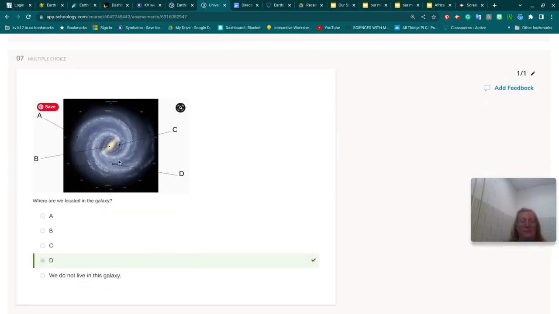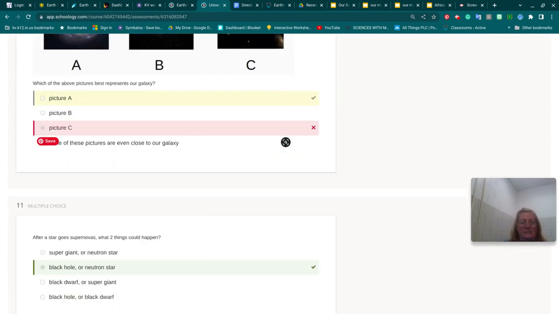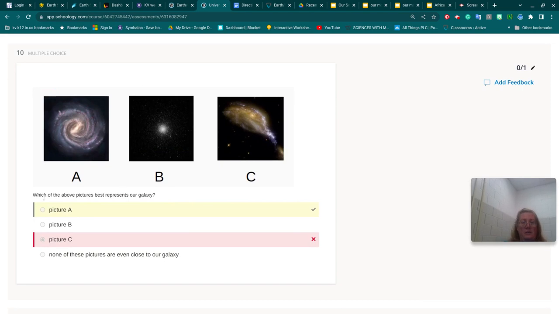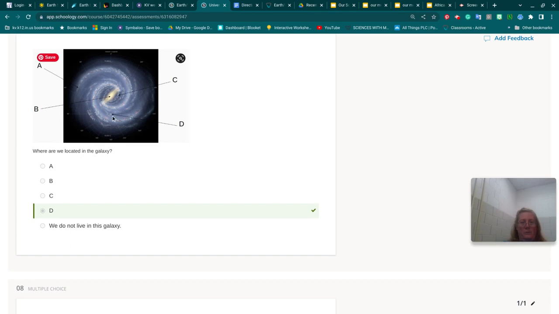Like this being a picture, where I would accept this being a picture. In the picture above, we are located in D. Something like that. Obviously, you're not drawing out these. Which of the above pictures best represents our galaxy? Why did we get this one wrong? Because you told me right here that we are here.